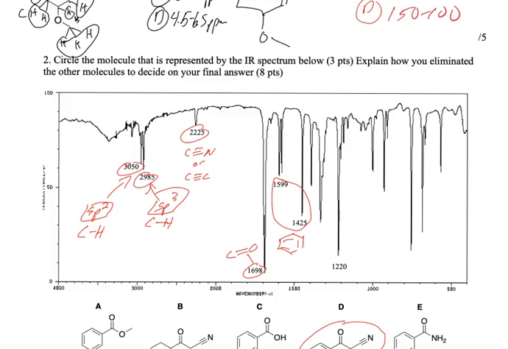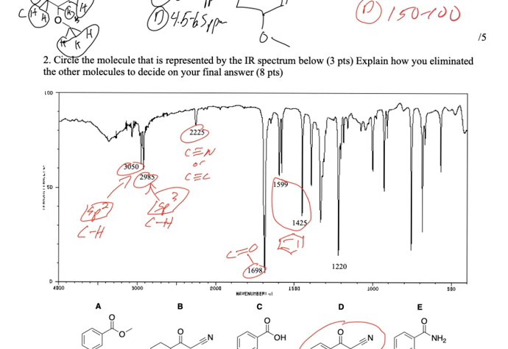Okay, so circle the molecule that's represented by the IR spectrum and explain how you eliminate it. The first thing I did was start looking at the numbers and predict what they mean. You see these sharp peaks down here around 3,000. If it's above 3,000, that's sp2 CH. If it's just below 3,000, it's sp3 CH. A peak around 2,200 means either a nitrile or a triple bond. The peak in this area means carbonyl, right? That's a C=O stretch. I don't know which type yet, but it's a C=O stretch.